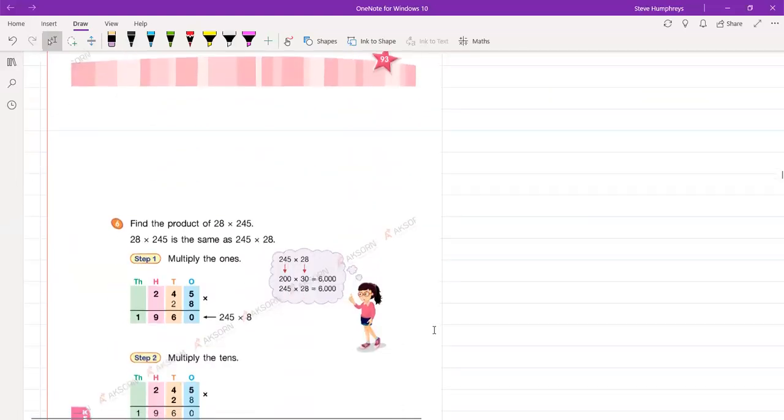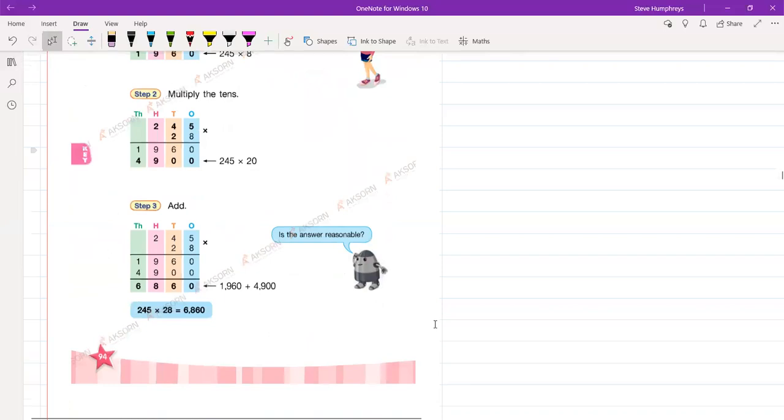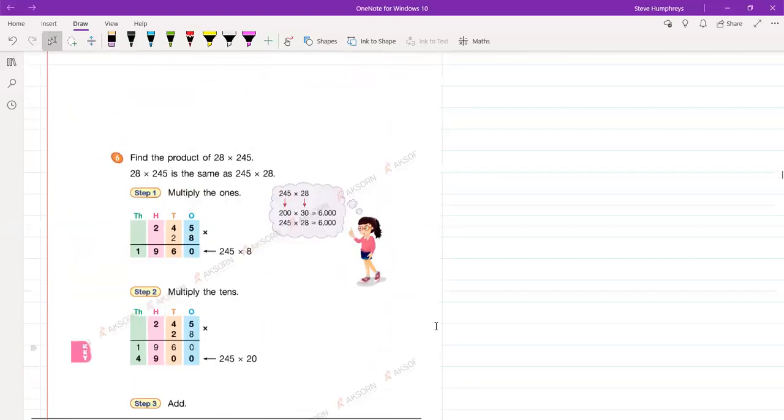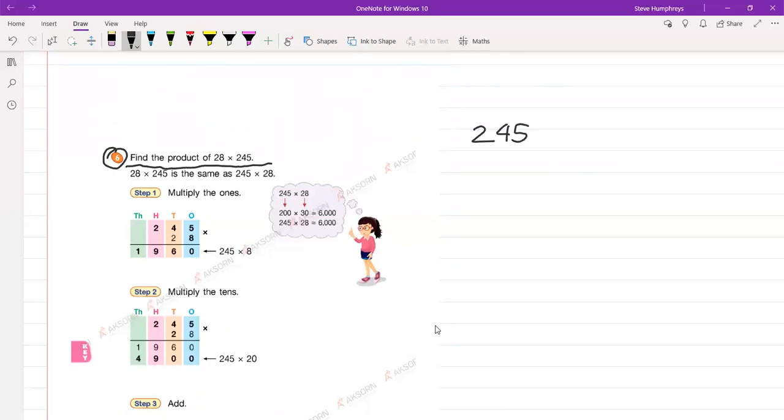Okay, let's go. There's more. Page 94. Okay, we can do this one as well. Number 6. Find the product of 28 times 245. Put the bigger number on the top, it's easier. 245 times 8. We need to know our 8 times table. Okay, let's do it.